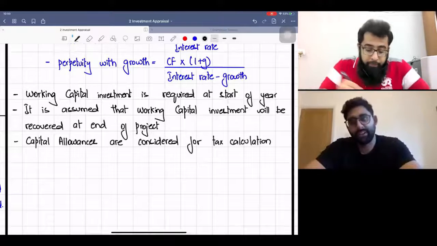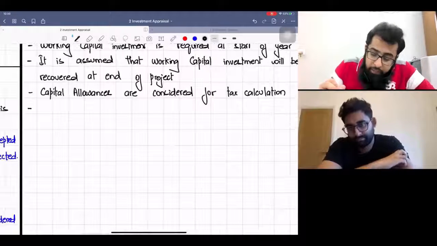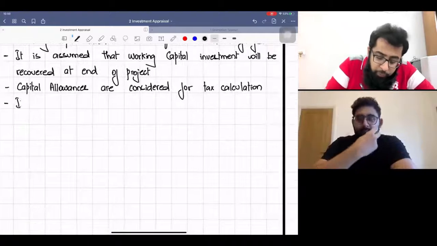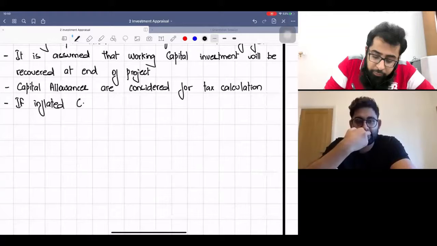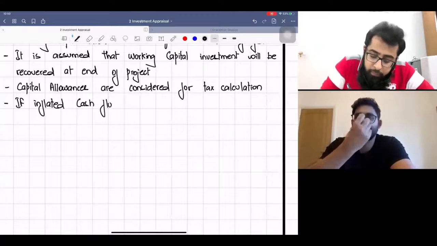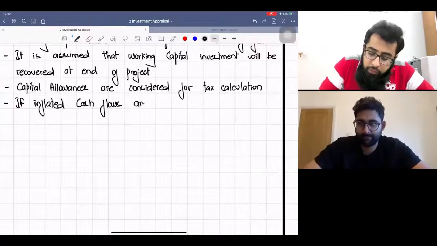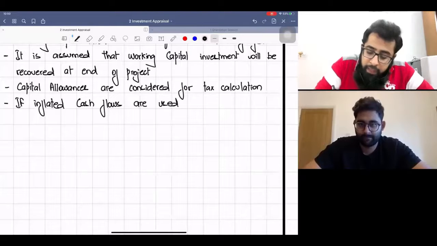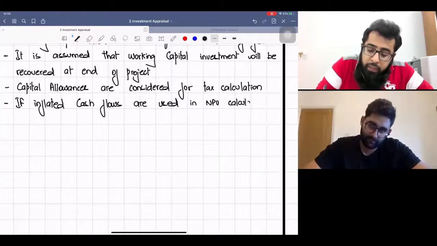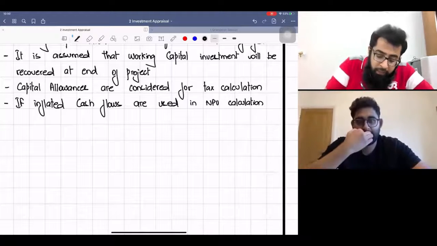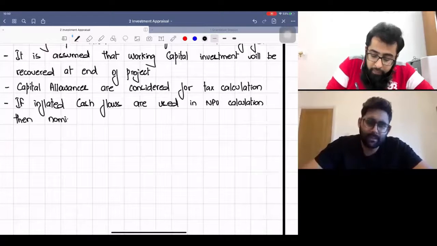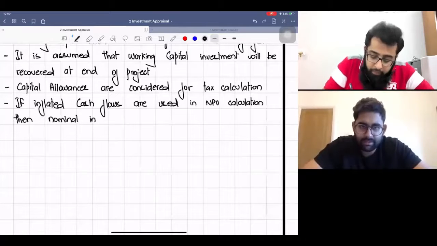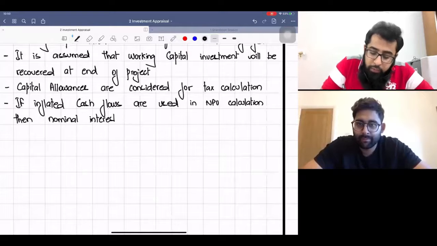If inflated cash flows are used in NPV calculation, then the nominal interest rate is used. Do you remember this? The nominal interest rate is used in NPV calculation.